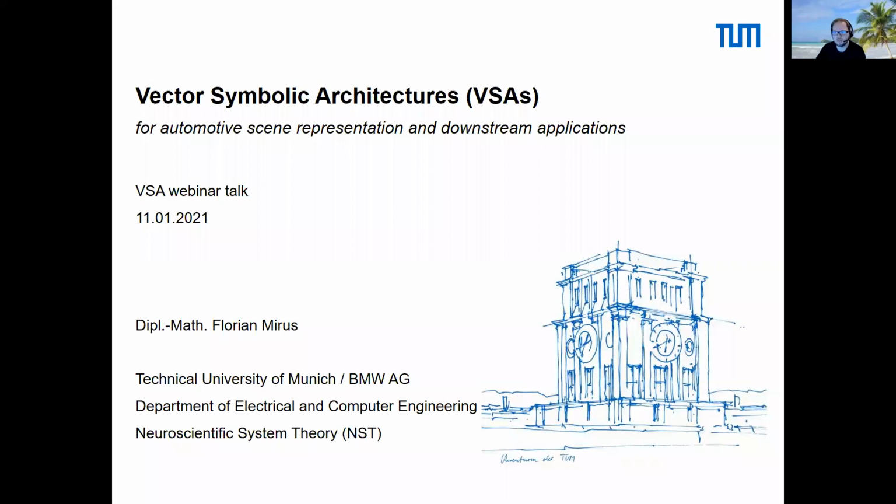My name is Florian. I'm working as a research scientist with BMW. Yes, the car manufacturer, and it's my pleasure today to present to you my work about vector symbolic architectures. This is basically a collection of the things that I did for my PhD, that I successfully defended last year in December. It's a slightly changed presentation, similar to the one that I held for the defense.